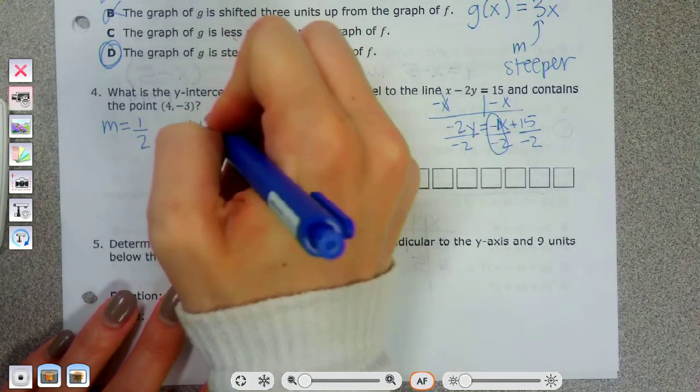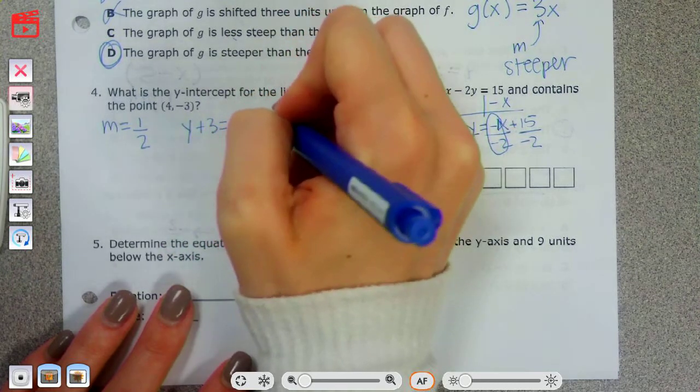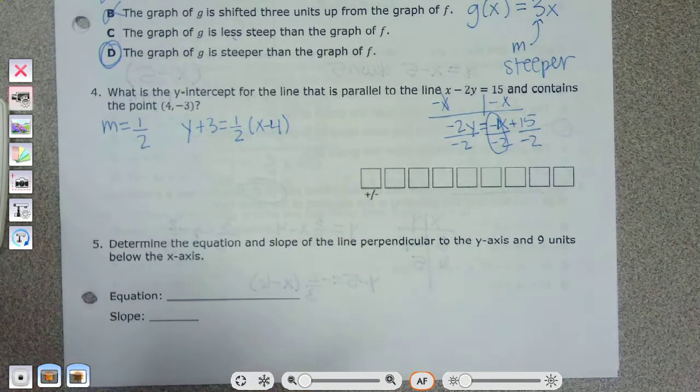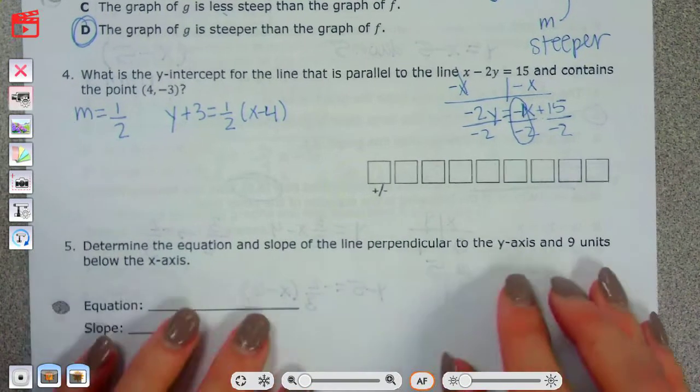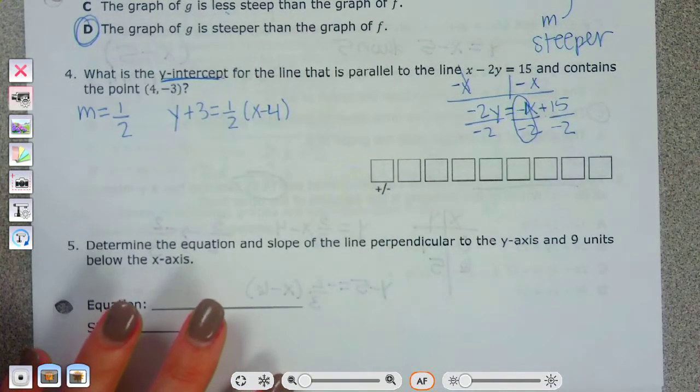So y plus 3 equals 1/2 times x minus 4. I almost wrote plus because you do the opposite. I'm going to zoom in a little bit. There we go. Okay, and we want the y-intercept. So again, we have to put it in slope-intercept form.